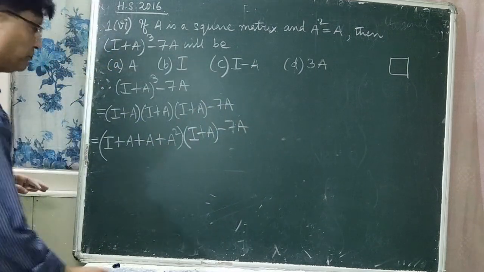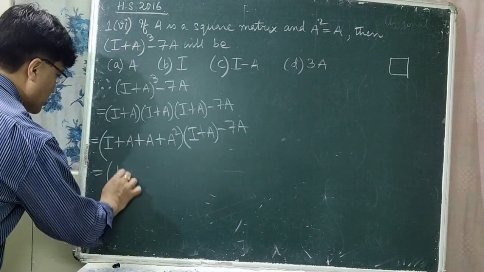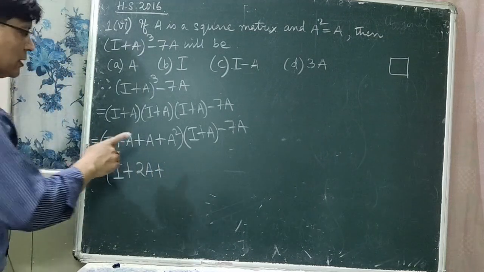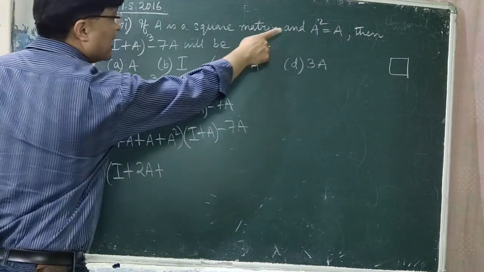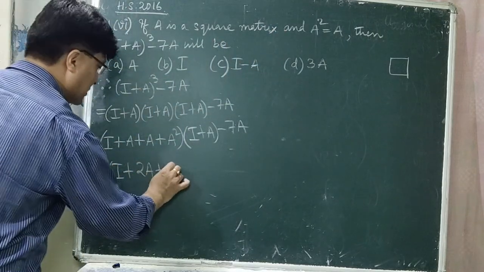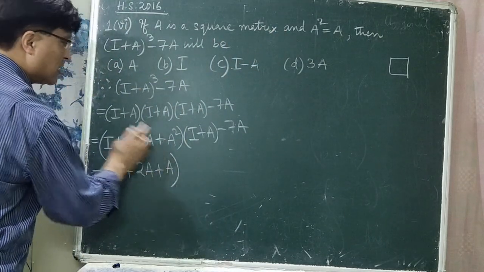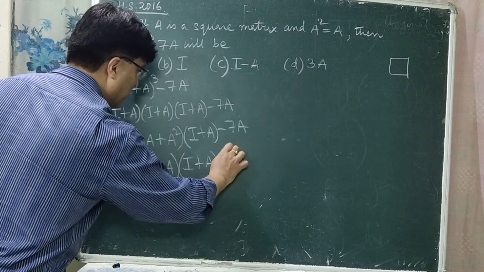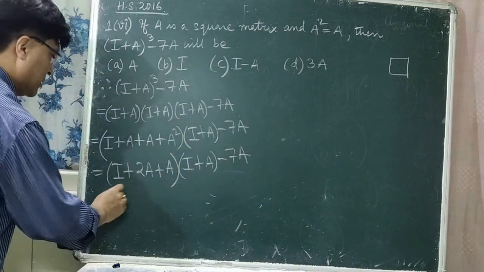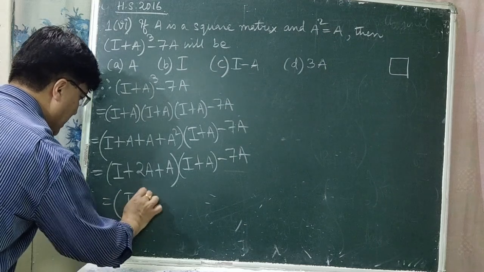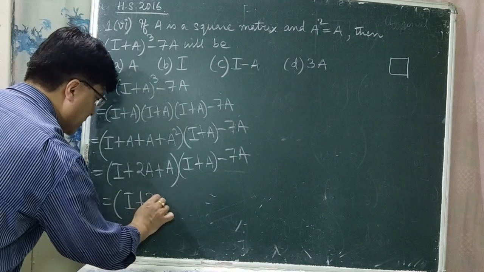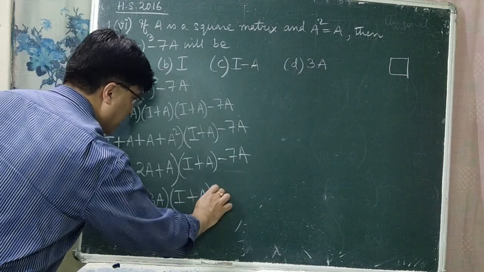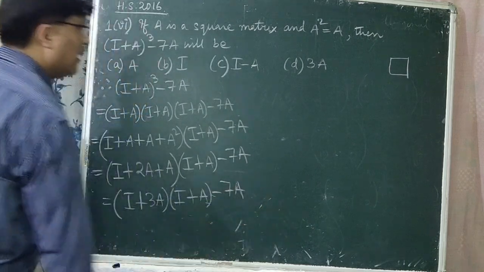Is that clear? So which is equal to I plus 2A plus, again in the question it is given that A square is A. It is given that, isn't it? So you can write A instead of A square. So it is I plus A minus 7A, right? So which is equal to I plus 2A plus A is 3A. Then it is (I plus A) minus 7A.